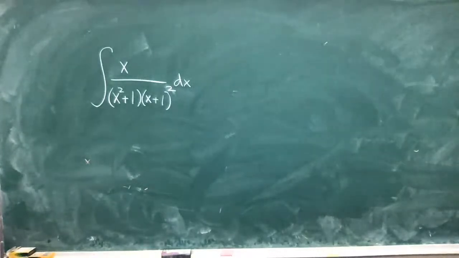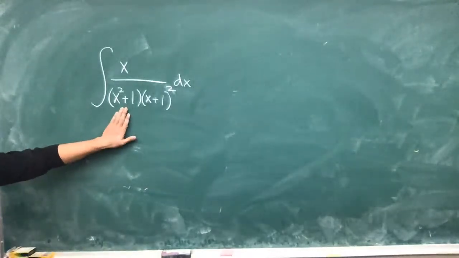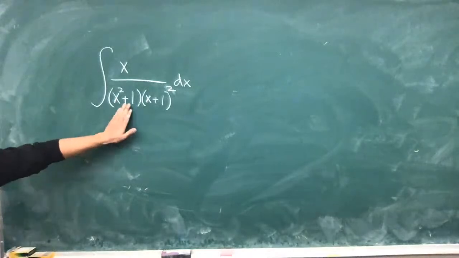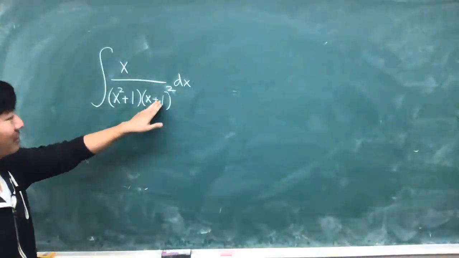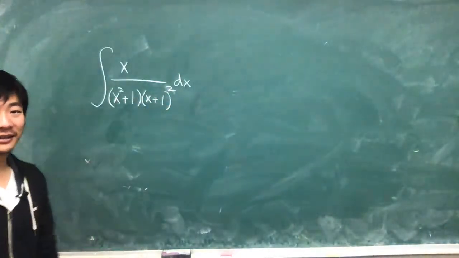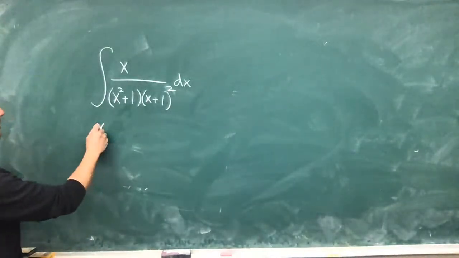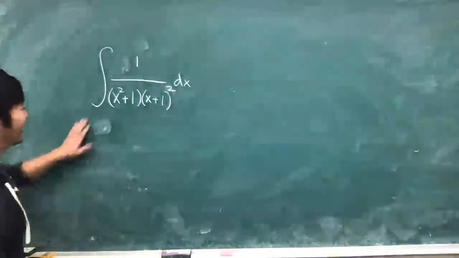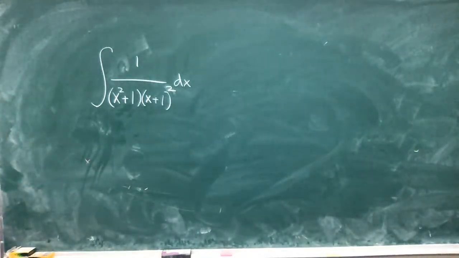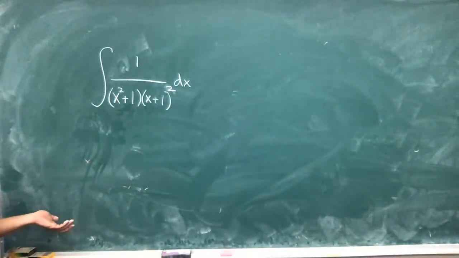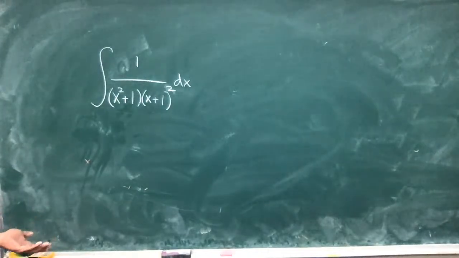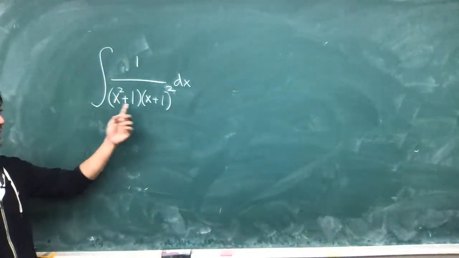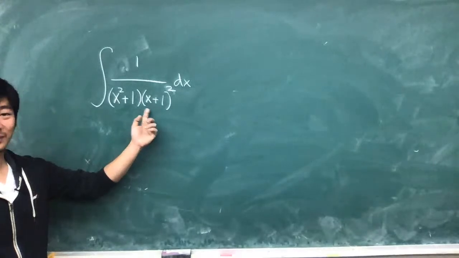But here goes. So this is irreducible because it has no roots, right? You can't make it 0. This you can make it 0, but there's a square here, so it's a repeated factor. So let me actually make it a little bit easier on myself and make it 1. With this, there's no immediate substitution that comes to mind. You wouldn't really want to use trig substitution because then it's kind of hard to deal with the x plus 1 term.